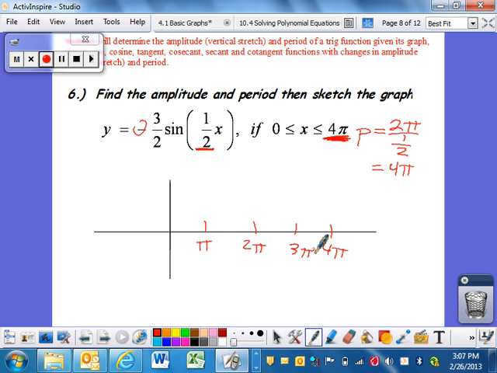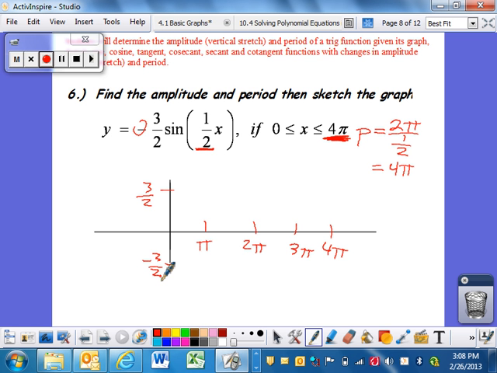Okay? So what's our distance? What's our amplitude? How far are we going up from here? We're going up 3 halves. Okay? So whenever we talk about amplitude, remember, it's just this number. We're not worried about this negative yet. We're just dealing with this number. Okay? And then we go down to negative 3 halves.